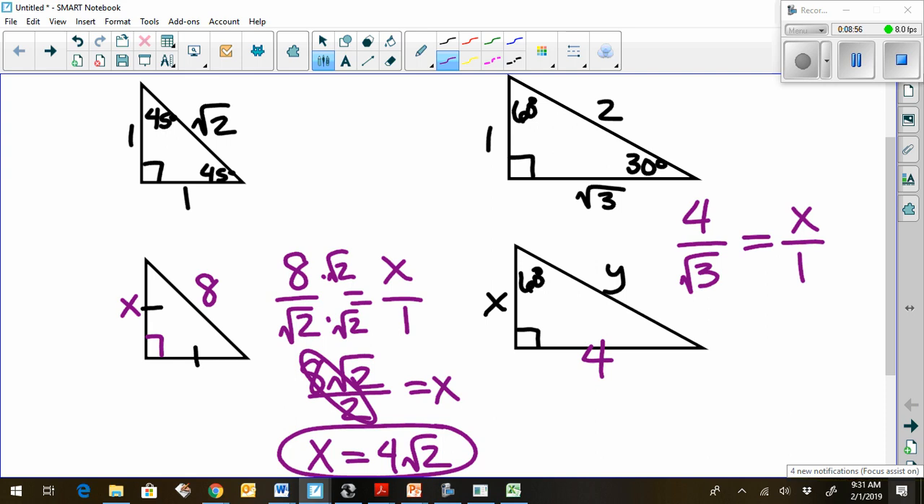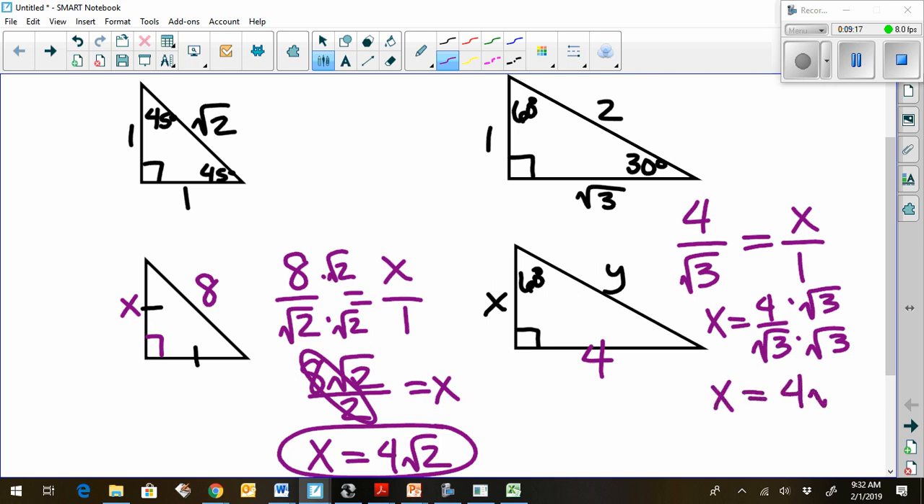So I need to rationalize this denominator. So I have x equals 4 over the square root of 3. And to rationalize the denominator, I'm going to multiply top and bottom by square root of 3. So we get x equals 4 times the square root of 3 over 3. And that's our answer there.